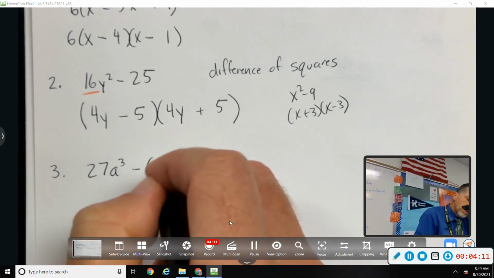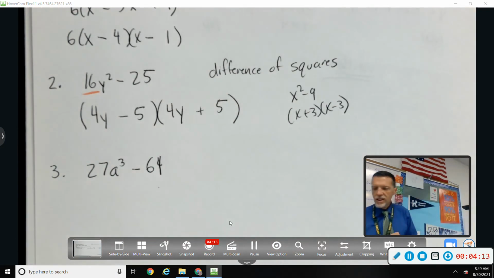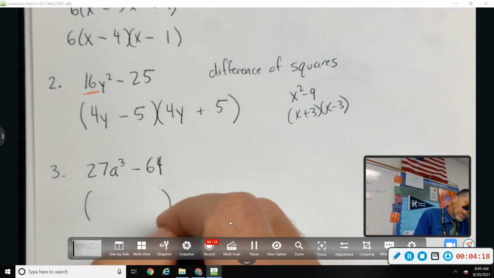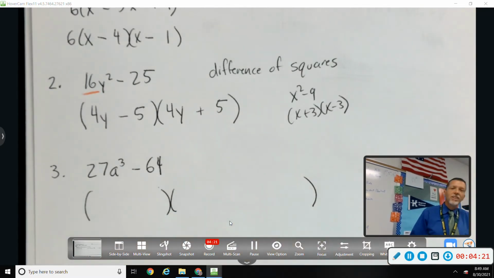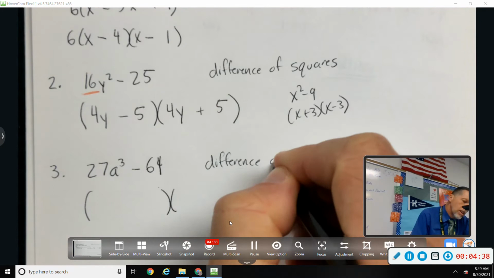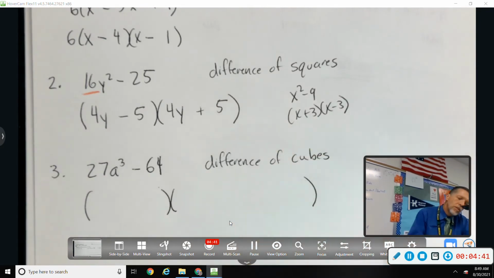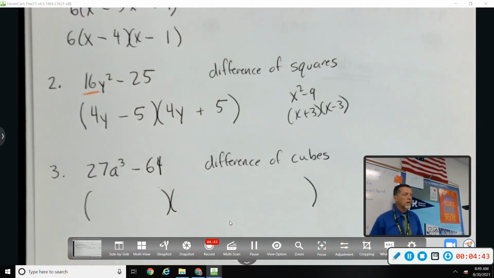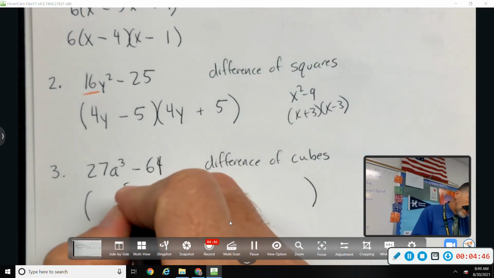27a cubed minus 64. Okay, so that one's a cube. That one's going to look different. Do you remember the acronym to help us factor a sum or difference of cubes? Difference of cubes. And sum of cubes works almost the same way. I think you'll recognize this when you see it.